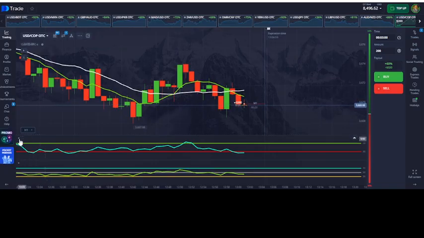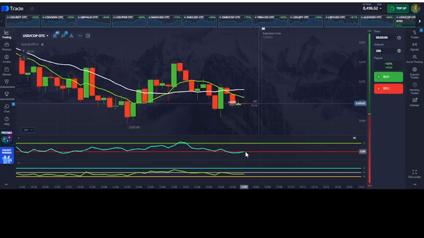indicator here, the signal line is hovering below the 30 line here, the red 30 line. And thirdly, we have the RSI signal line below the mid 50 line here, the gray 50 line here.